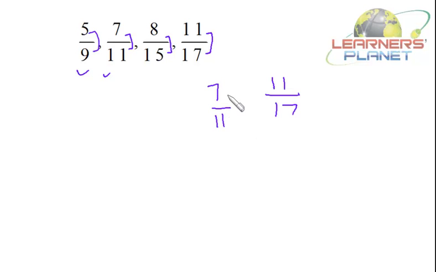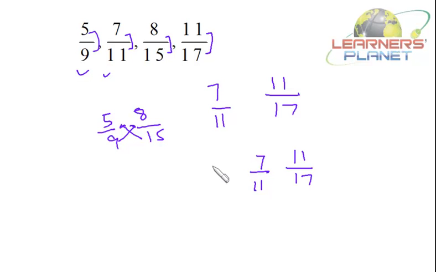Now let's see by cross checking. 17 into 7 is 119, and 11 into 11 is 121. So definitely 11 by 17 will be greater. So the correct sequence is 11 by 17 and 7 by 11. And then we have to compare 5 by 9 and 8 by 15. So 15 into 5 is 75 and 9 into 8 is 72. So definitely 5 by 9 will be greater.